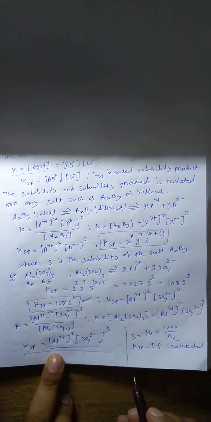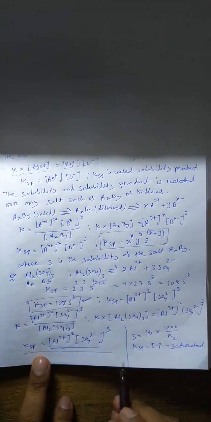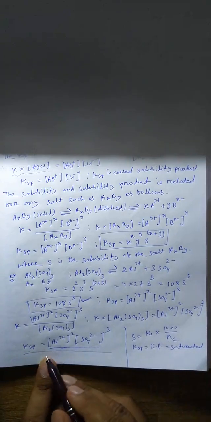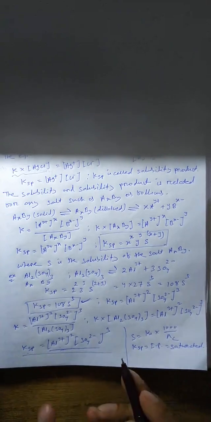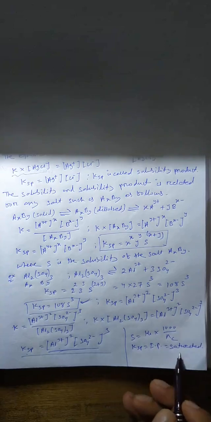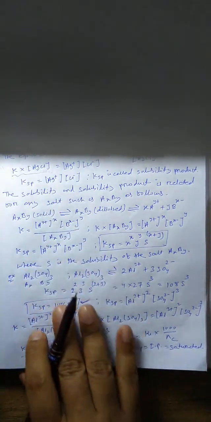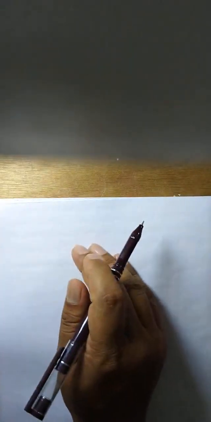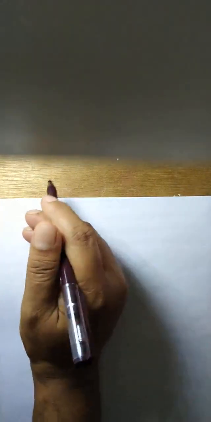If the ionic product exceeds the solubility product, the solution is supersaturated. If the solubility product exceeds the ionic product, it is unsaturated. If solubility product is equal to ionic product, it is saturated. So in this way you have to determine the solubility product and solubility relationship of a sparingly soluble salt. Sparingly means a very little amount of the salt is dissolved in water. It is called a sparingly soluble salt.